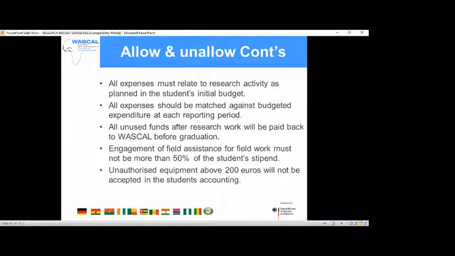Hello, please, dear Edward. I want to understand more about this part, engagement of field assistant for field work. You said you cannot pay more than 50% of the stipend to students. Is it true? For example, if you have 2,000 for your stipend, we can take 100 euro for the assistance. Yes, it is possible. Okay, if it is possible, is it per day or by month?